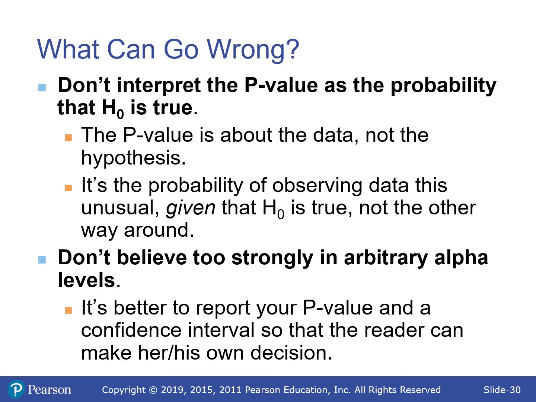What can go wrong? Don't interpret the p-value as the probability that H0 is true. Remember, the p-value is the probability that we got the data that we got given that the null hypothesis is true. We're assuming the null hypothesis is true. This is the probability that we got what we got. So it's about the data, not the hypothesis. It's the probability of observing data.